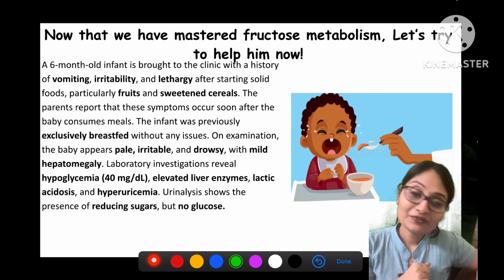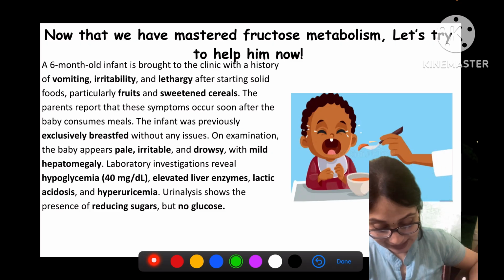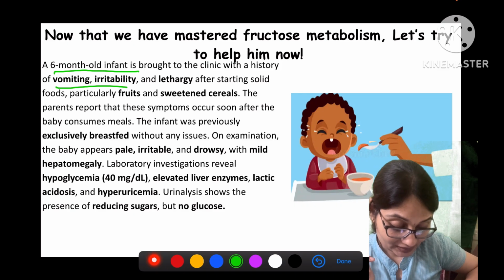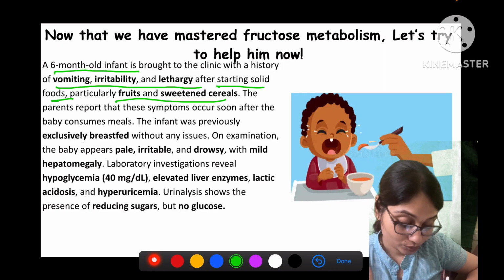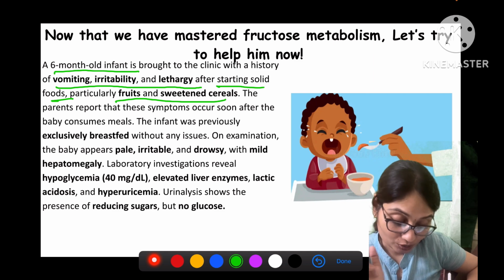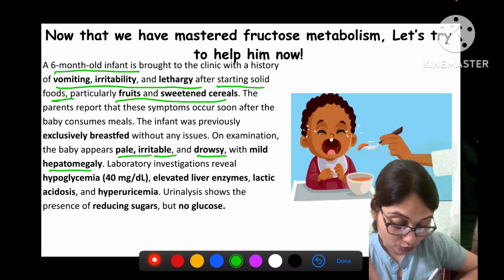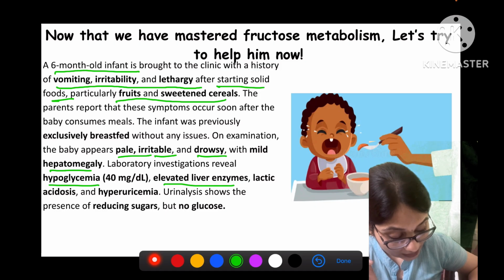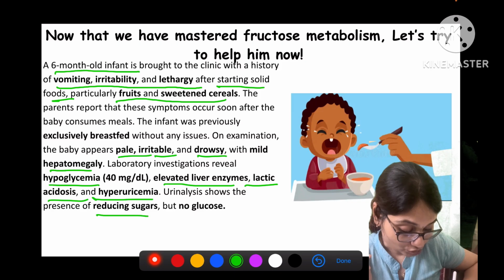So now that we have mastered fructose metabolism, let's try to help him now. We'll get back to the case again. This was a 6-month-old infant who was brought to the clinic with a history of vomiting, irritability and lethargy after starting solid foods, particularly fruits and sweetened cereals. The parents report that these symptoms occur soon after the baby consumes meals. The infant was previously exclusively breastfed without any issues. On examination, the baby appears pale, irritable, drowsy, with mild hepatomegaly, and laboratory investigations reveal hypoglycemia, elevated liver enzymes, lactic acidosis, hyperuricemia, etc. And urine analysis shows the presence of reducing sugars but no glucose.